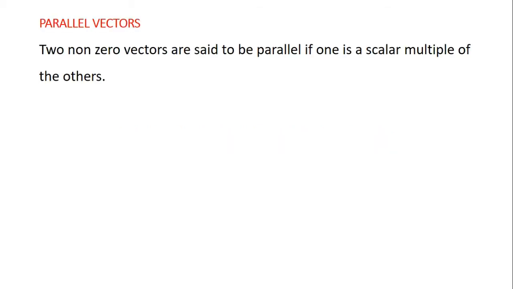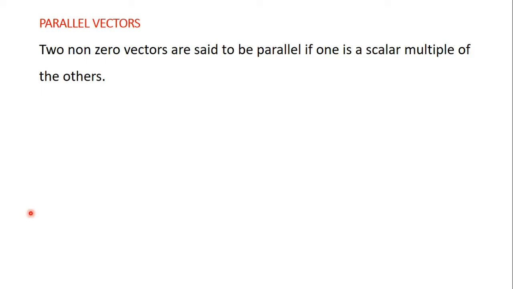We are on the topic vectors. In the previous video, we studied equal vectors and we learned how to solve some questions under equal vectors. In this video, we are going to learn about parallel vectors. What are parallel vectors? Two non-zero vectors are said to be parallel if one is a scalar multiple of the other. What does this mean?